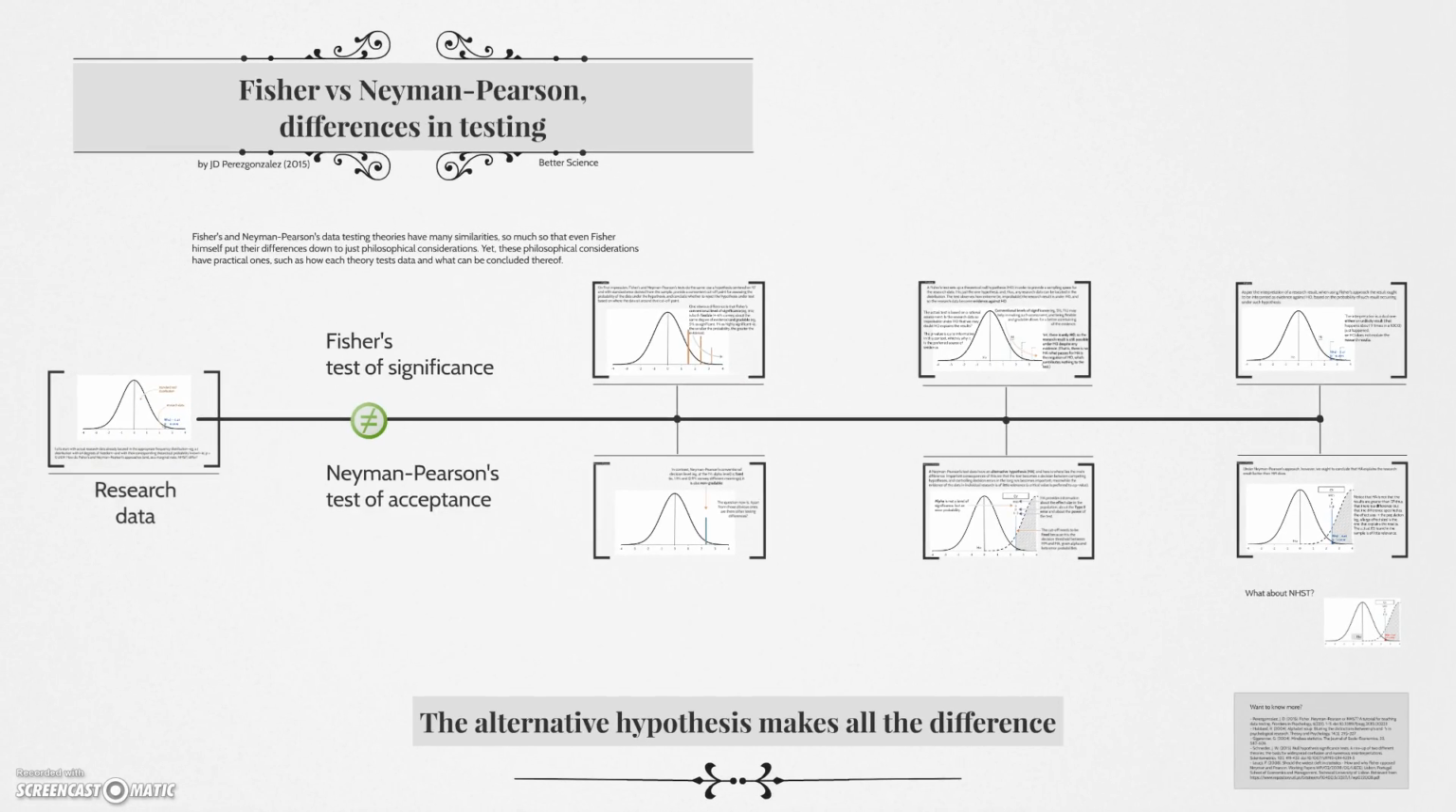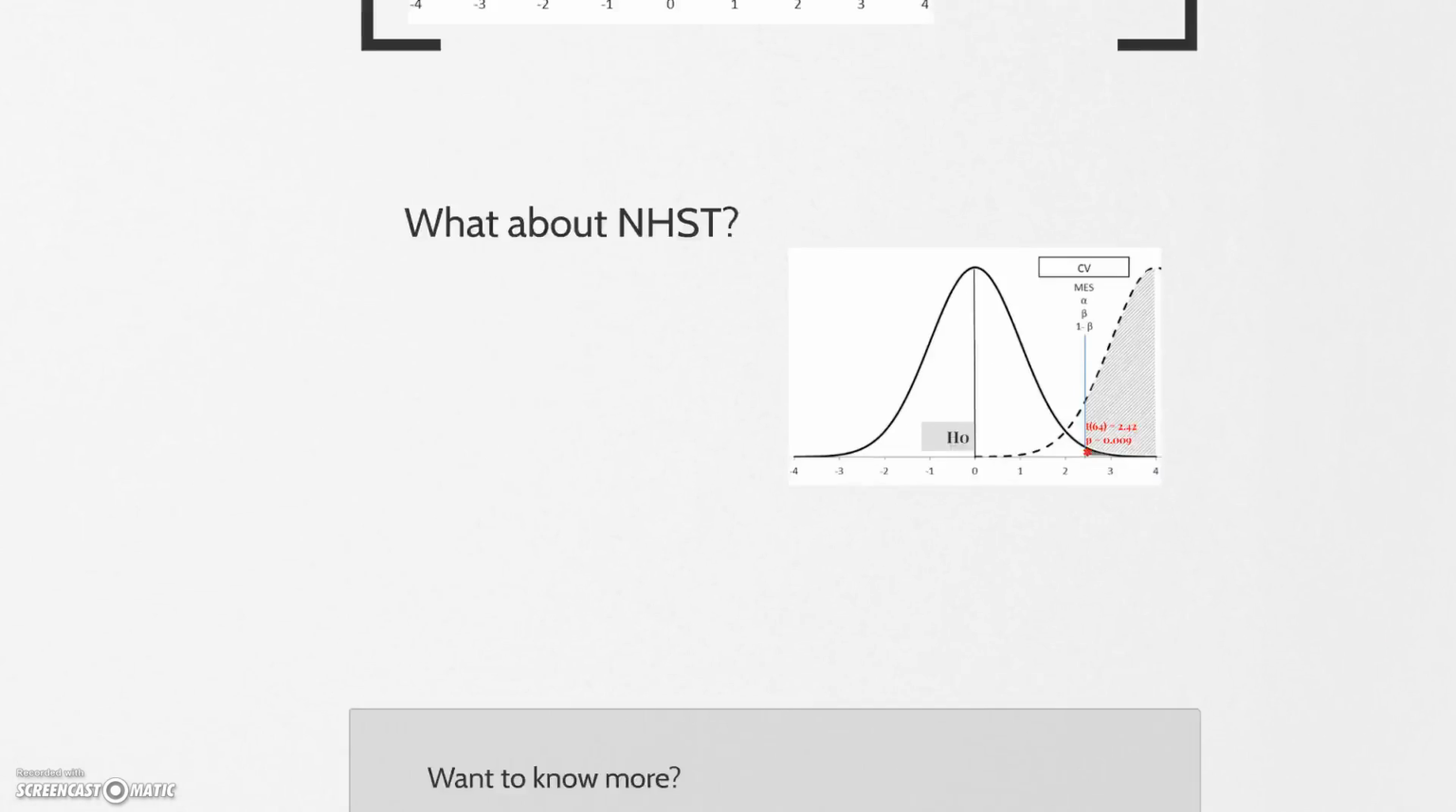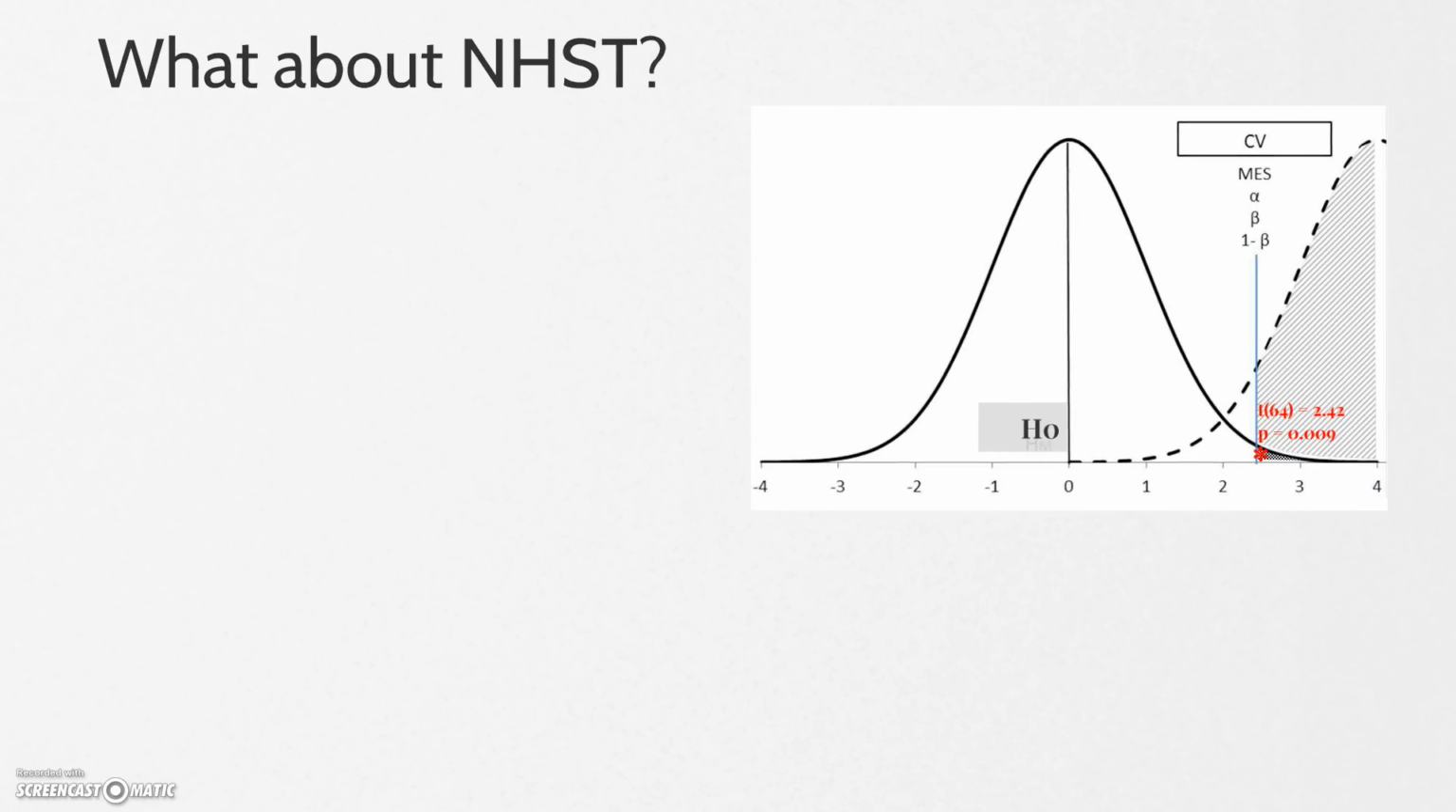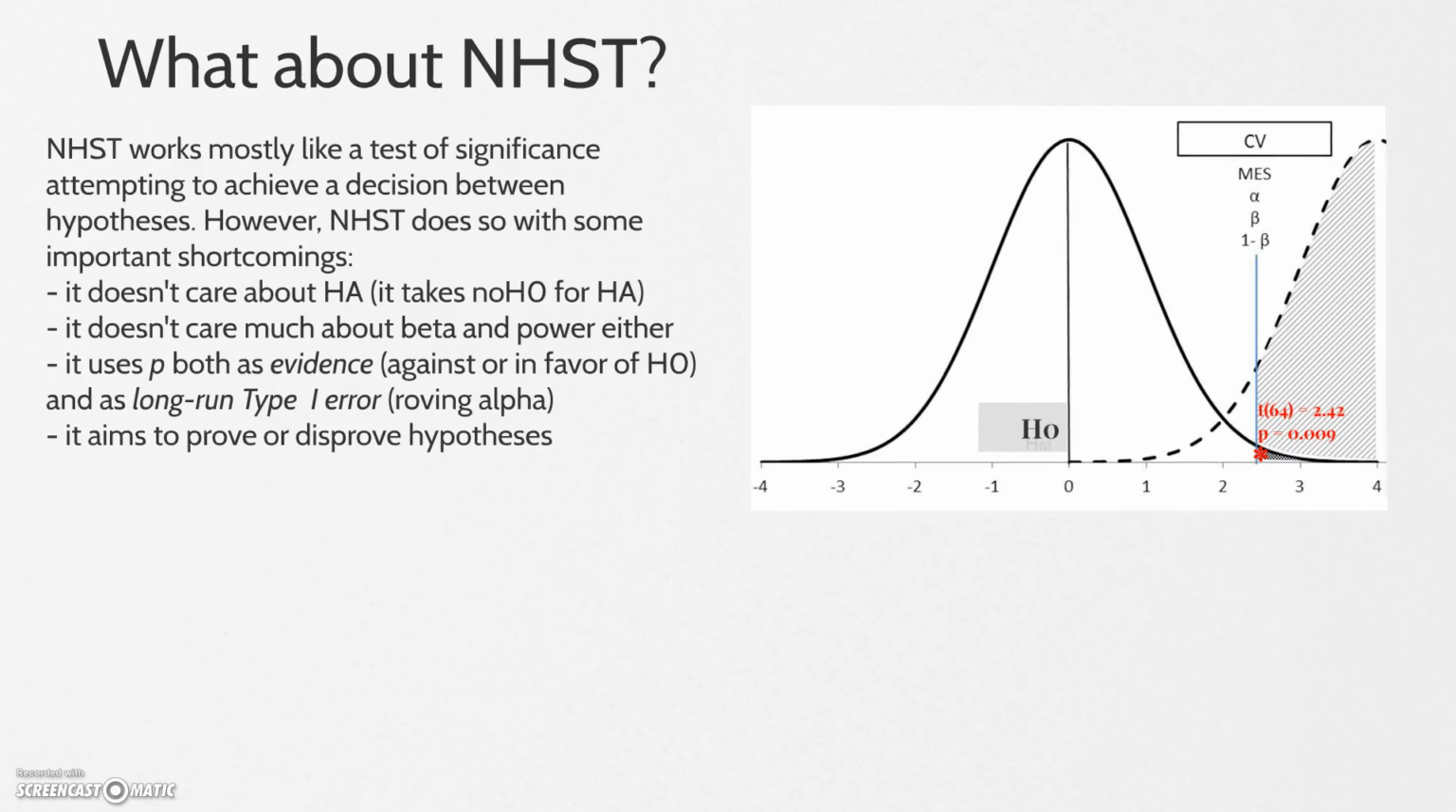So, the main message to gain from here is that the alternative hypothesis makes all the difference between those two approaches, between Fisher's and Neyman-Pearson's test. What about NHST, you may ask as well? Well, what about it? NHST works mostly like a test of significance, attempting to achieve a decision between hypotheses.